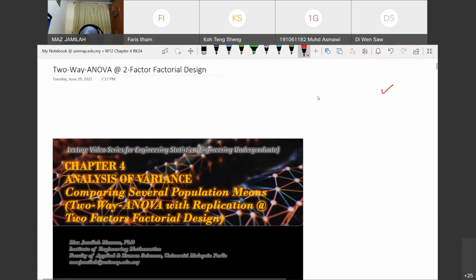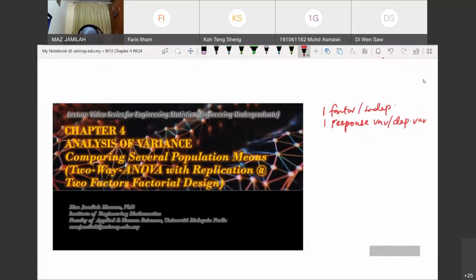This is what we call the independent variable, and this is what we call the dependent variable. We have a few levels of the factor that we call treatments. We have a few treatments. That would be for one-way ANOVA.